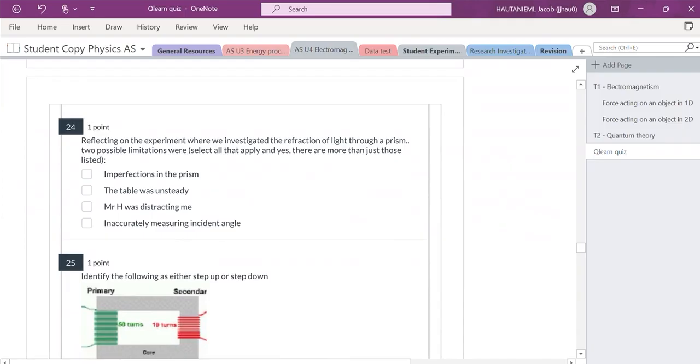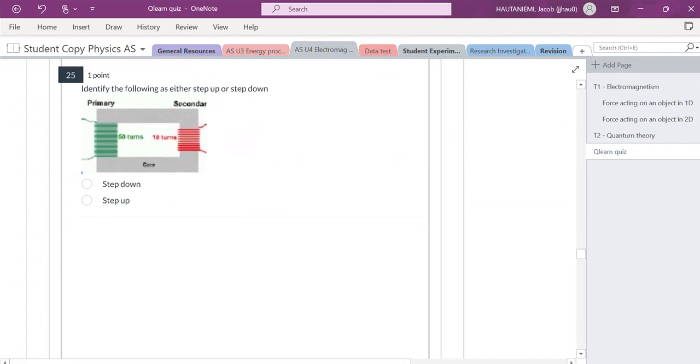Okay, reflecting on the experiment where we investigated the refraction of light through a prism, two possible limitations were imperfections of the prism, absolutely. The table was unsteady. Yeah, maybe. And then inaccurately measuring the incident angle, definitely. Okay, all of these, of course, are true. However, just to be correct, I think those two are probably the most accurate. There's only 2 points, but truthfully, if you argued this point, it wouldn't be wrong. But I want you to think more scientifically.